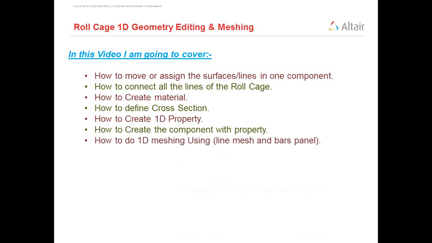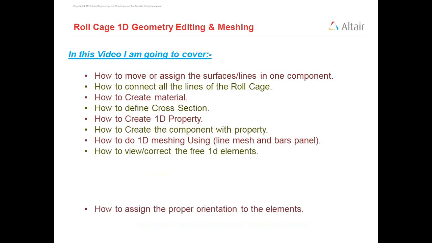Then how to do 1D meshing using the line mesh panel and the bar panel. We'll use two different panels available in HyperMesh version 12, that is line mesh and bars. In line mesh we will do the auto meshing, and then we will check where the 1D meshing is not proper, so we'll edit those using the bar panel. Then we will view and correct the free 1D elements. If there is any free 1D element, we will view those and correct them properly.